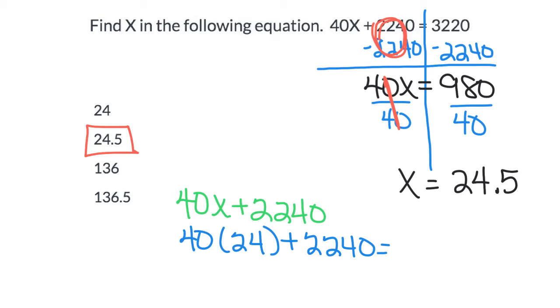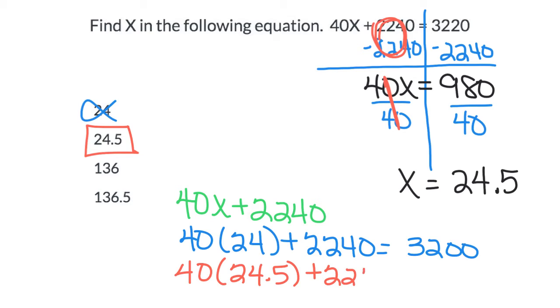40 times 24 plus 2,240, and I would get an answer of 3,200. That is not equal to 3,220, so that would tell me that answer 24 is wrong. Then I would go to my next one, and I would have 40 times 24.5 plus 2,240, and I would put this one also into my calculator, and I would find that it is in fact equal to 3,220, verifying my answer. So in case you forget the method of isolating the variable, you do have a backup method for this problem.